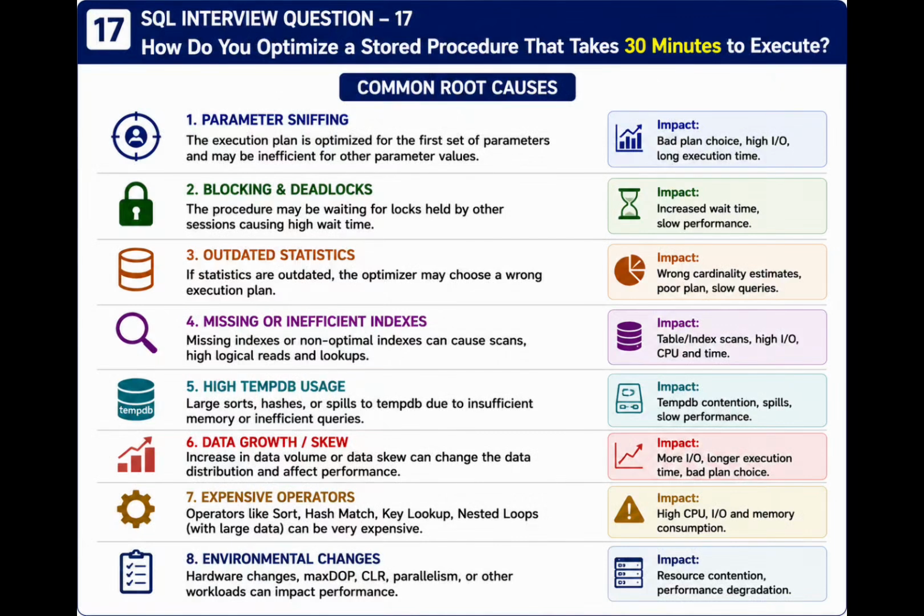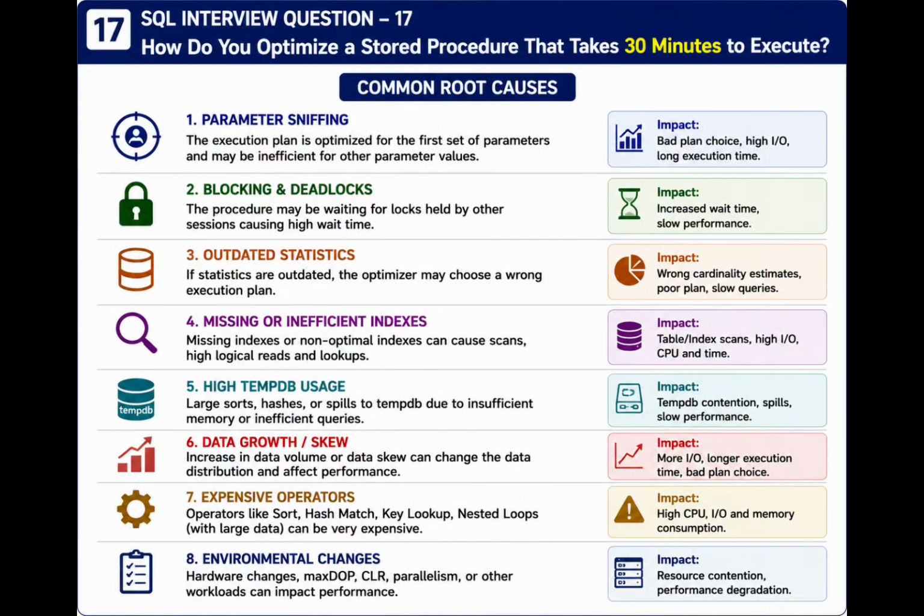The third one is outdated statistics. SQL Server depends on statistics to estimate how many rows will be processed. If statistics are outdated, SQL Server may choose an inefficient execution plan. This one also we discussed. Then missing indexes, which is a common one. If indexes are missing or no longer suitable for the current data, SQL Server performs a table scan instead of an index seek. That increases input/output and execution time.